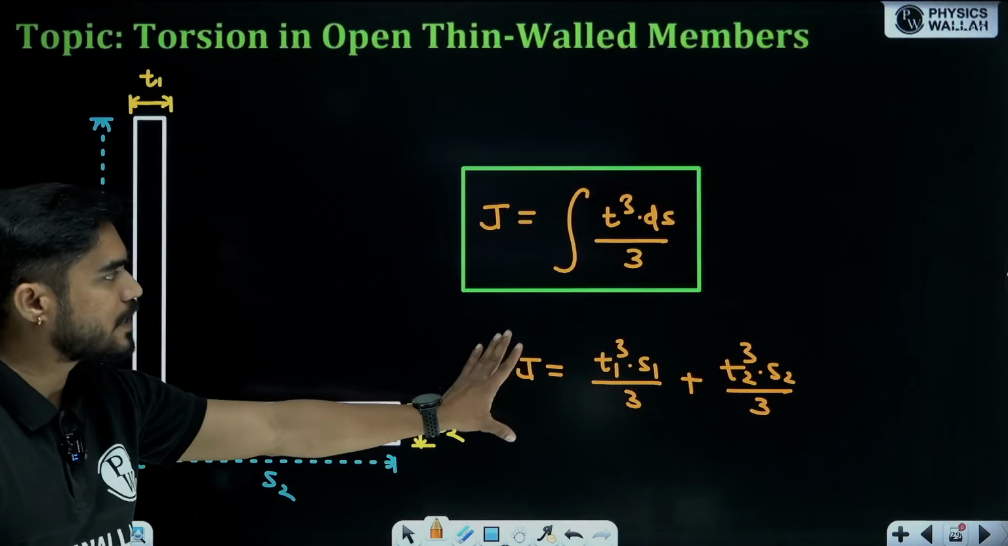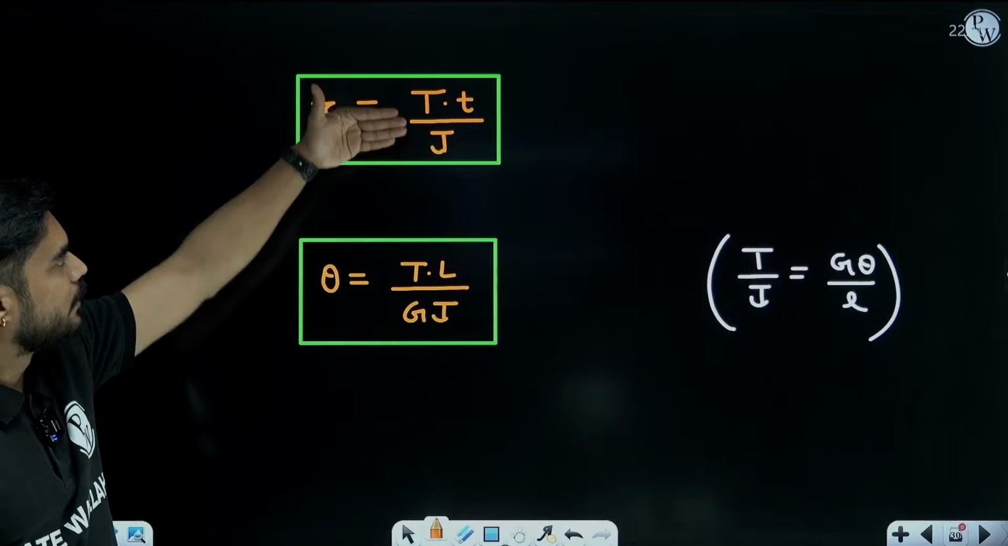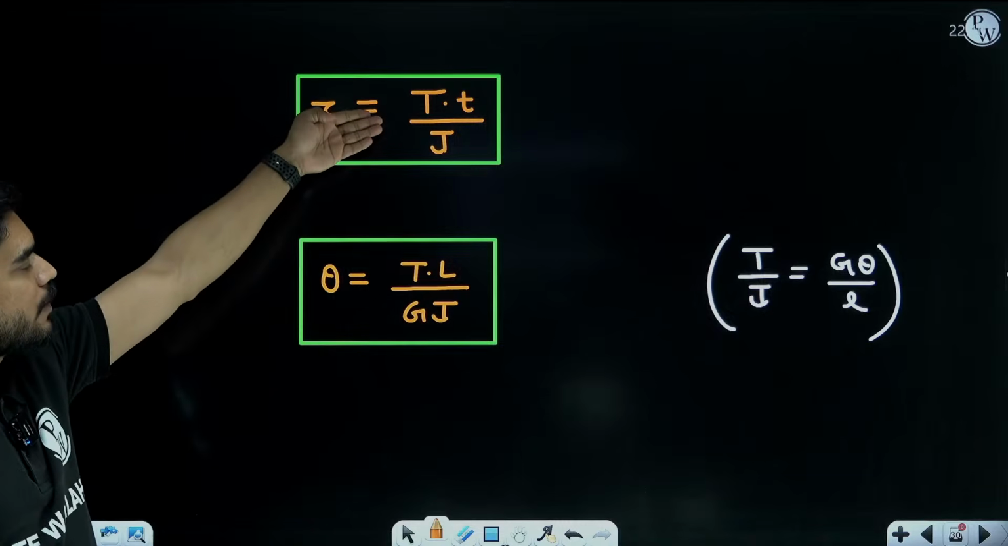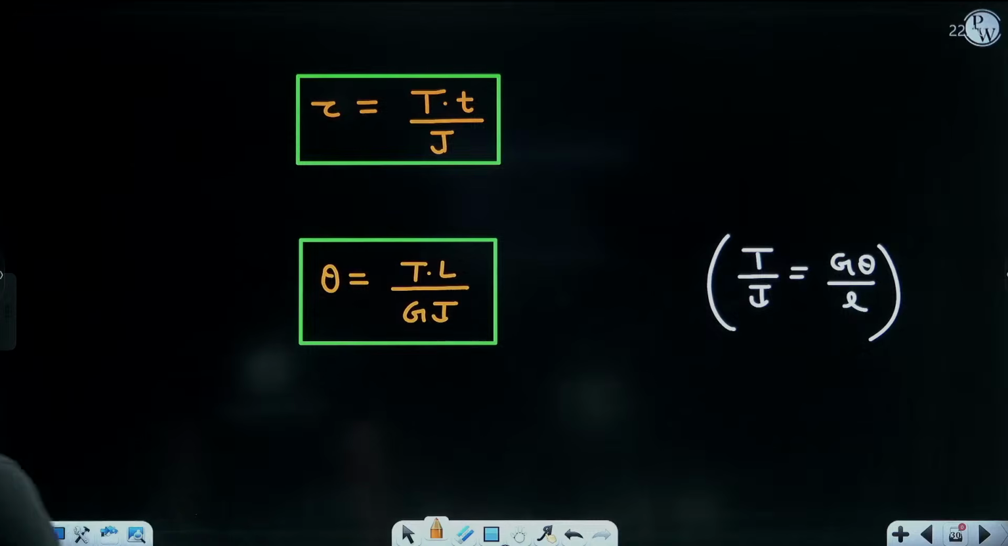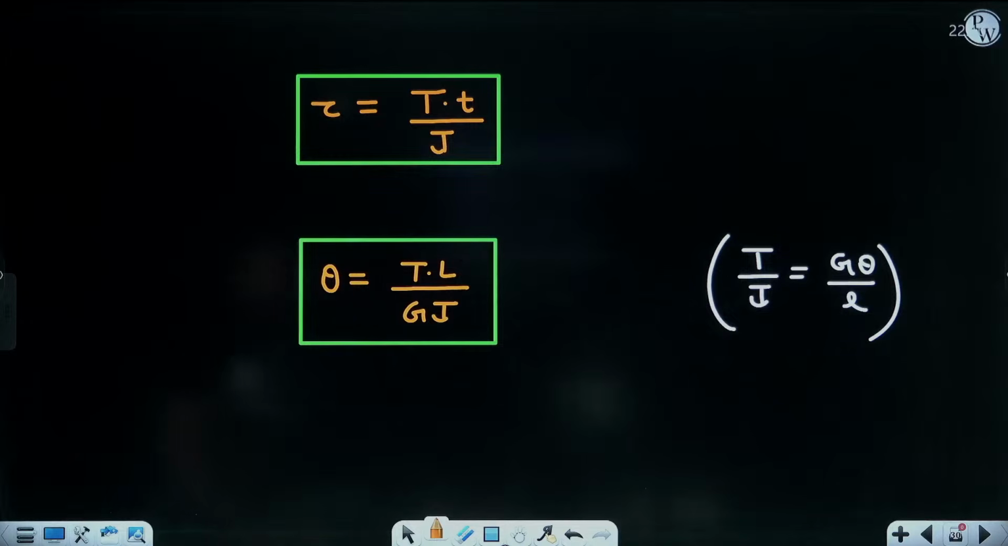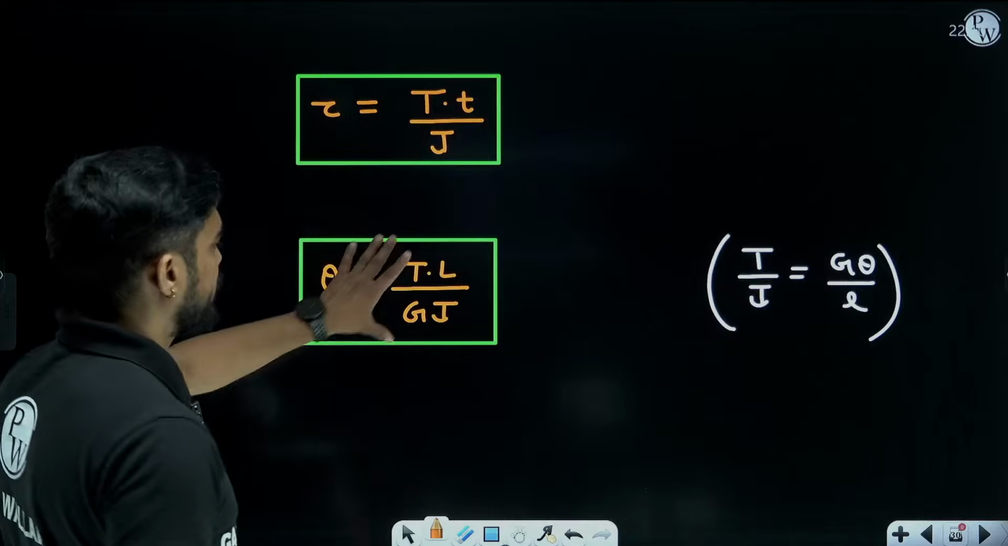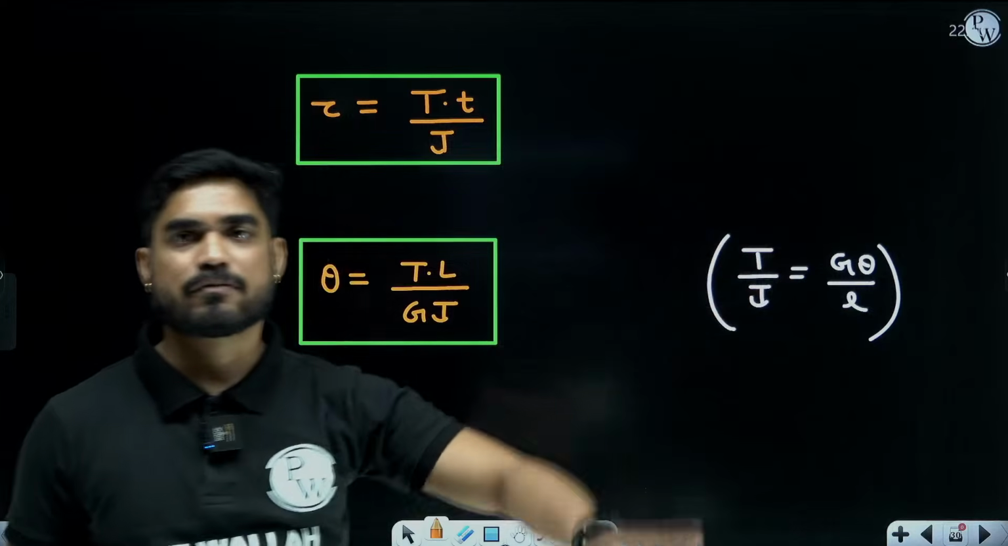Once you get this J, put the values here and you will get the value of shear stress and the angle of twist. So tau will be T into t by J and theta will be T into L by G into J. This equation comes from the torsion equation. Okay.